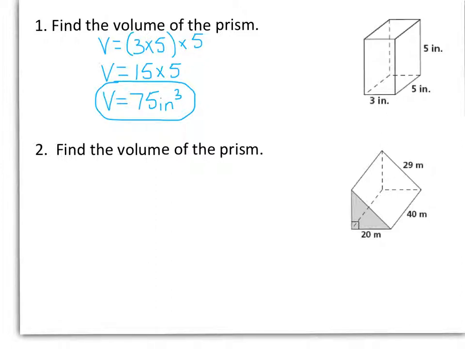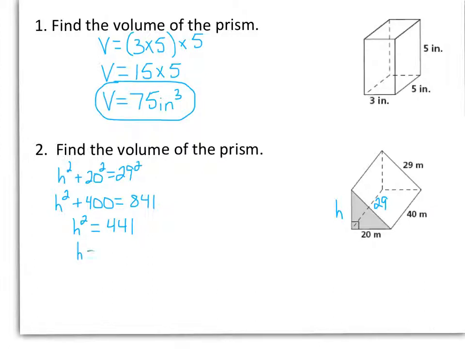Number 2, we want to find the volume of the prism. Here we have a triangular prism. We know our base, but we don't know our height. And we know this length is 29 meters, our hypotenuse. So we first need to find the height of our triangle. So we can say h squared plus 20 squared equals 29 squared. So h squared plus 400 equals 841. Then solving for h squared, we have h squared equals 441. Then take the square root. We get our height is 21 meters.